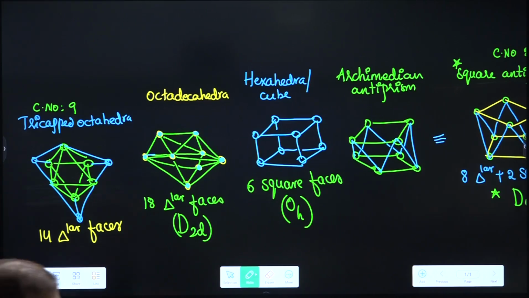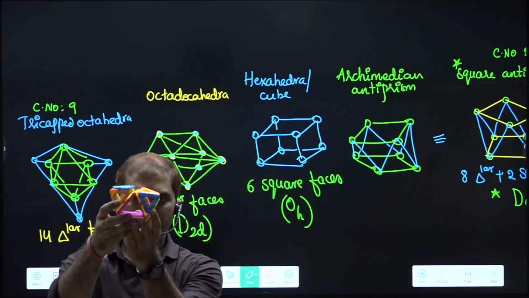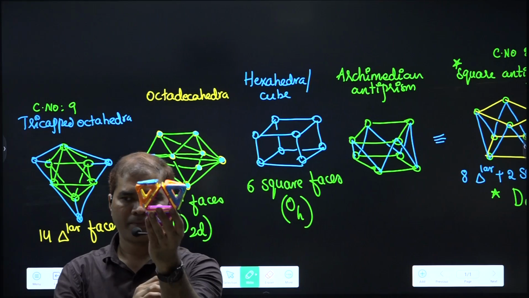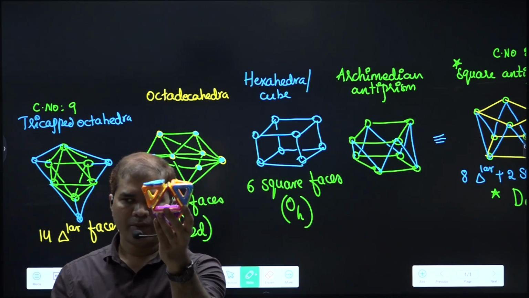Next one, you take tricapped trigonal prism. I am showing you, later I will draw. This is tricapped trigonal prism. What could be its point group? And how many faces?